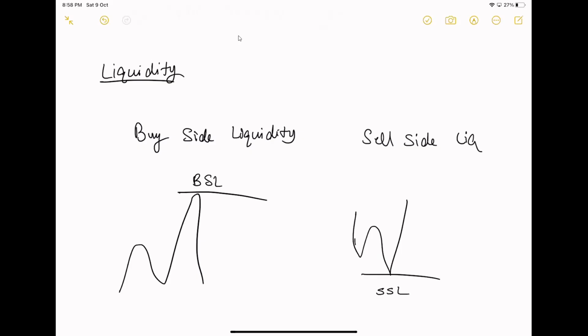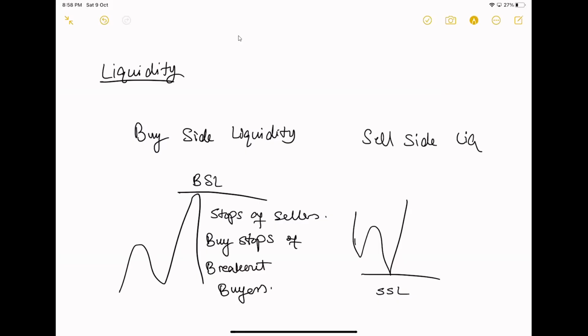Buy side liquidity is essentially the stop losses of sellers, so stops of sellers, and buy stops of breakout buyers, like Raja banks. Then sell side liquidity, what is that? We have stops of buyers, early buyers, and then we have sell stops of breakout sellers.